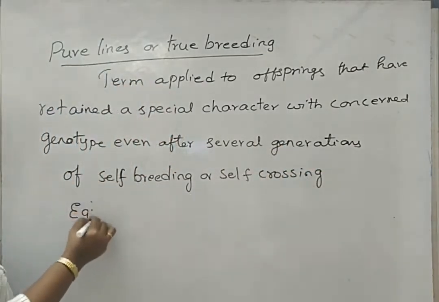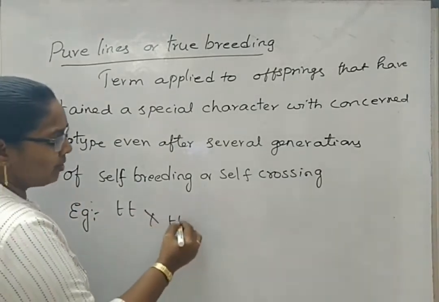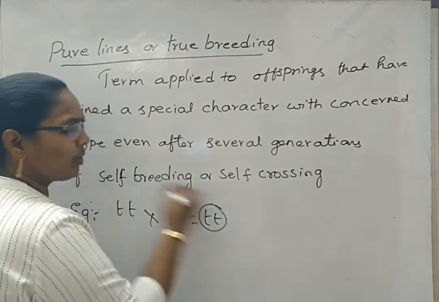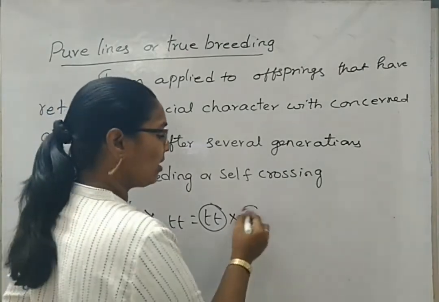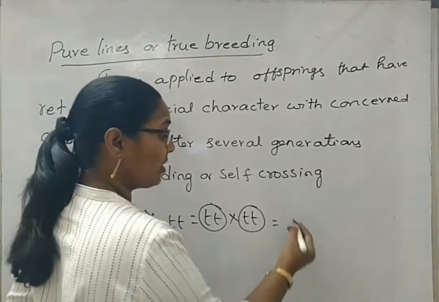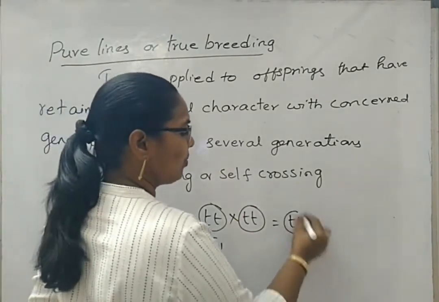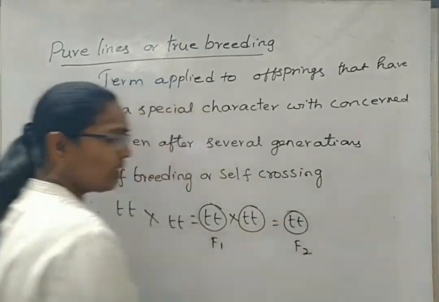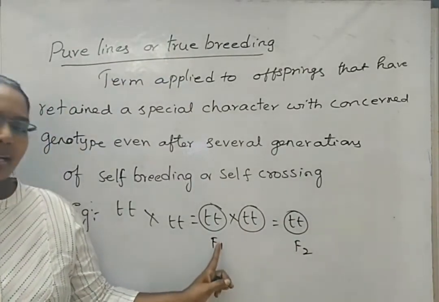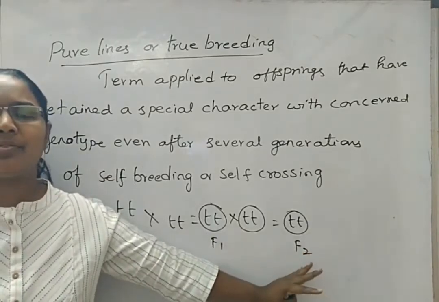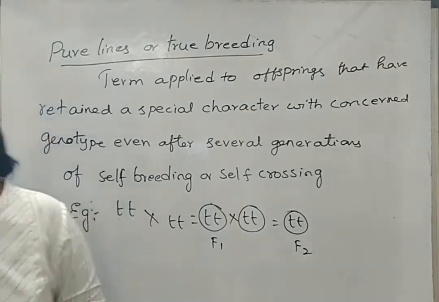Example, if a dwarf plant with such a genotype is crossed with a dwarf plant, then we get offspring with dwarfness only. Again, if the offspring is crossed with the same type of homozygous dwarf genotypes, again the next generation also will be so only. We can call this one the F1 generation, this offspring the F2 generation. Likewise, if we keep on increasing with the same type of genotypes in the crossing organism, we will get the same special type of character expressed by the presence of same type of alleles.